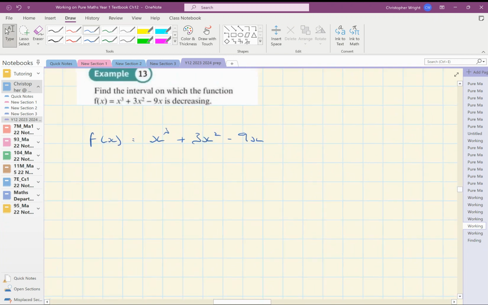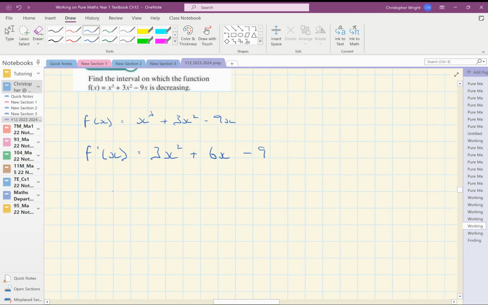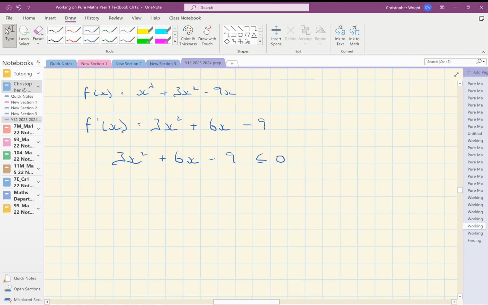Well, we can find a gradient function. We can find an expression for the gradient in terms of x, an expression for the gradient at any given point on the curve. So that's an expression for the gradient there. And we want to know what values of x make this gradient negative. So I'm going to solve this quadratic equation here.